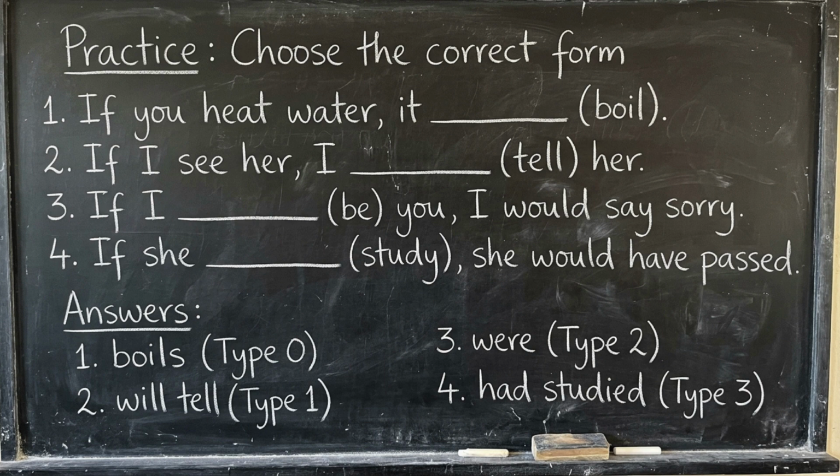Let's practice. Number 1, if you heat water, it boils. Type 0, general truth. Number 2, if I see her, I will tell her. Type 1, future real. Number 3, if I were you, I would say sorry. Type 2, use were for advice. Number 4, if she had studied, she would have passed. Type 3, past unreal. How did you do? If you got them all correct, great job. If not, review the table.